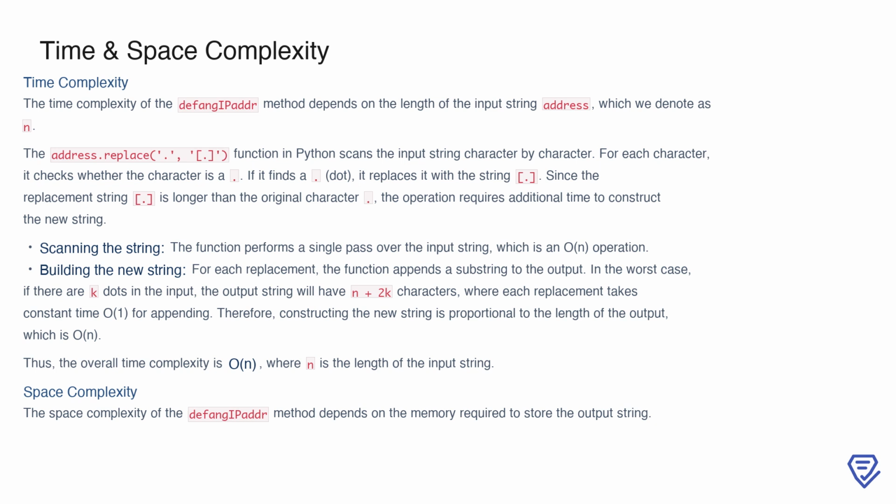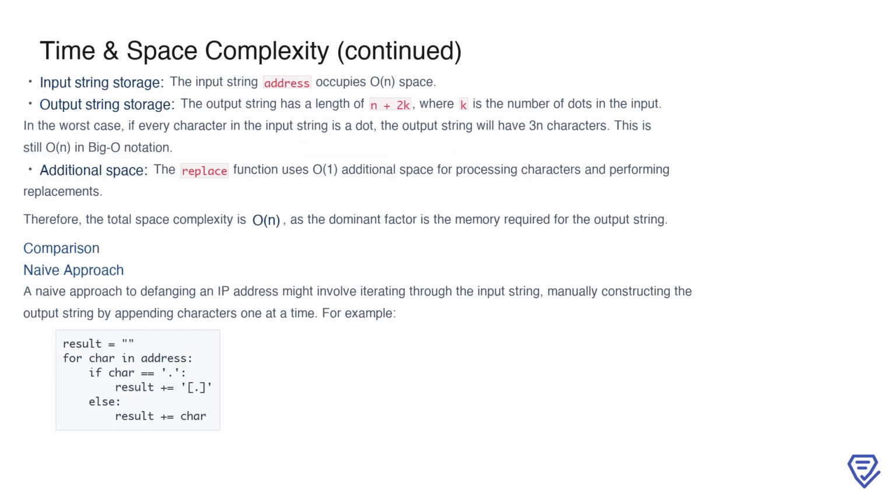For the replacements, each dot is substituted with a longer string, [.]. And appending this substring takes constant time per operation. Since the output string's length is proportional to n, the process of constructing it also scales linearly. As a result, the overall time complexity of this method is O(n), where n is the length of the input string. Now, let's look at the space complexity of this method.